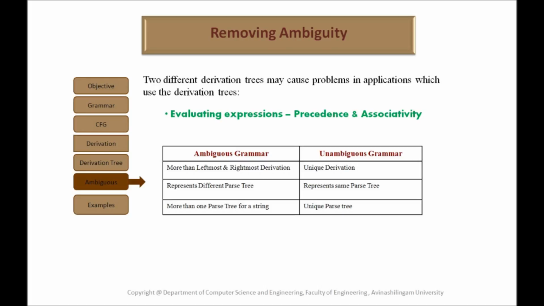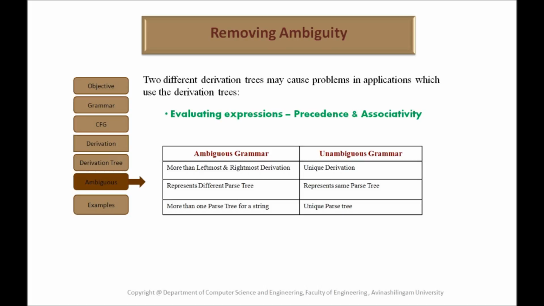In ambiguous grammar there exists more than one leftmost derivation or rightmost derivation for a string, whereas unambiguous grammar has only one unique leftmost derivation and rightmost derivation. In ambiguous grammar the leftmost derivation and rightmost derivation represent different parse trees. In unambiguous grammar, the leftmost derivation and rightmost derivation represent the same parse tree. Ambiguous grammar has more than one parse tree for a string, whereas unambiguous grammar has a unique parse tree. This is the difference between ambiguous and unambiguous grammar.